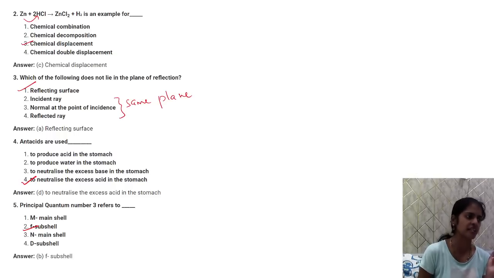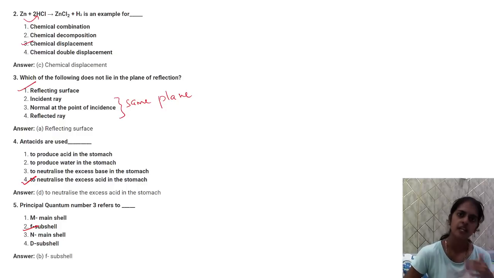So next one, which of the following does not lie in the same plane of reflection? The reflecting surface will not lie in the same plane of reflection, whereas incident ray, normal, reflected ray, all these three will be in the same plane. Only the reflecting surface is not in the same plane.